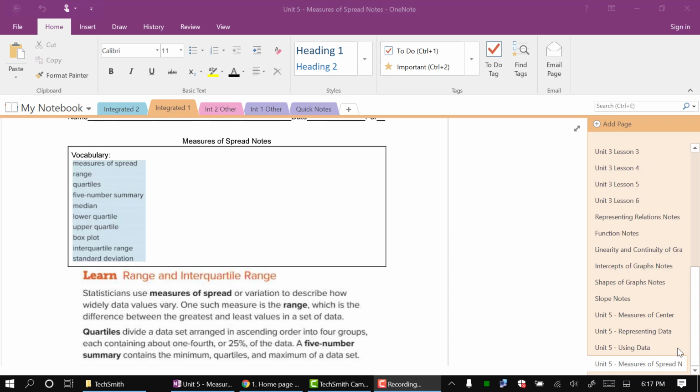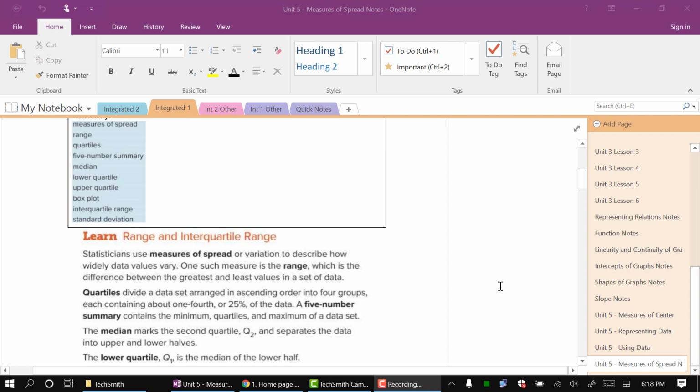Welcome back to statistics. Today we're going to be looking at Unit 5, measures of spread. So we have a lot of vocabulary words for today. Please look at your vocabulary sheet and write down the definitions for each one of these words. We're going to be looking at measures of spread. One of these is range. We're also going to be looking at quartiles and using five different numbers from data to summarize what is happening over the course of the data.